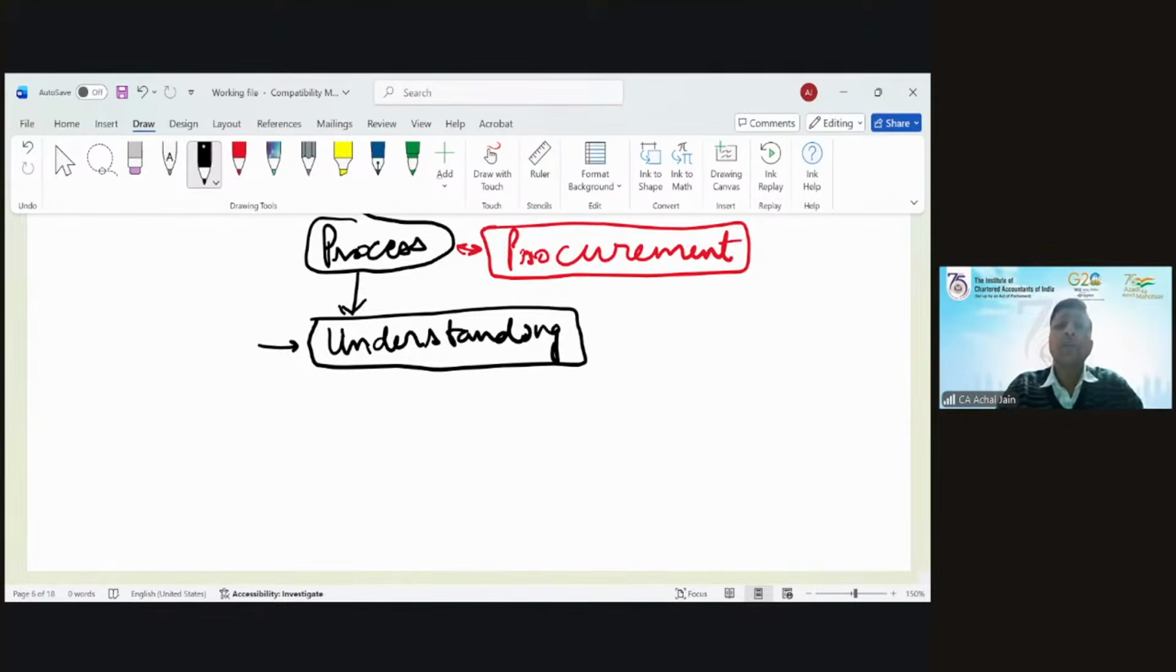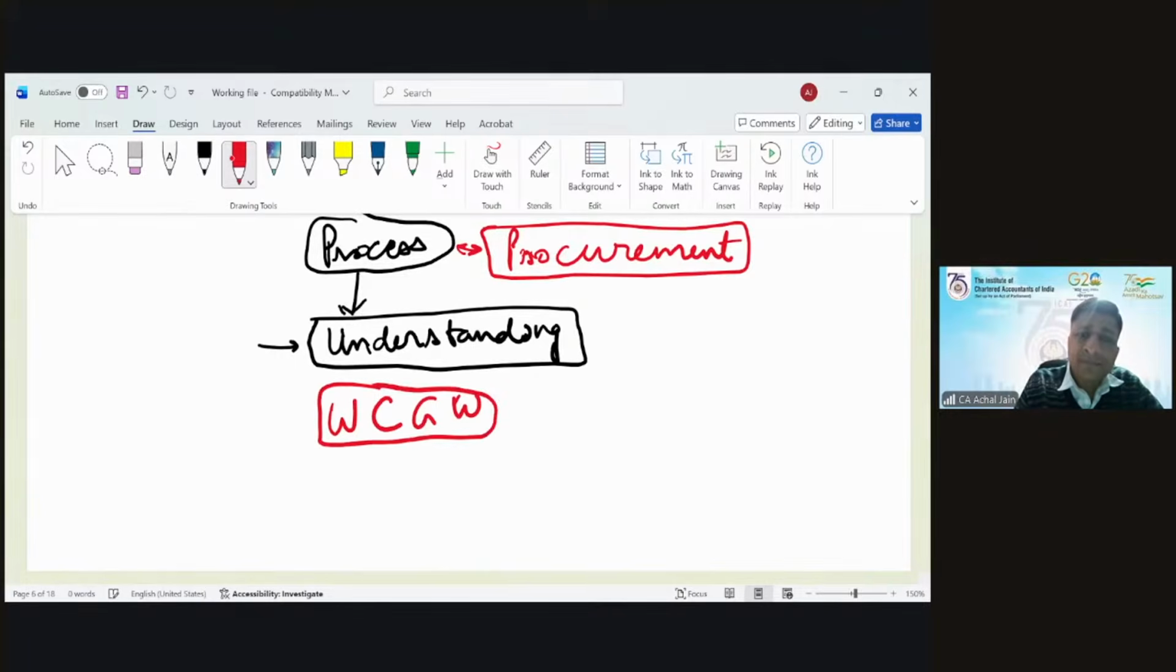Till the time you don't obtain the understanding, you will not be able to think of the most important aspect. What is that? What could go wrong? Now, this what could go wrong means what? Means the risks.